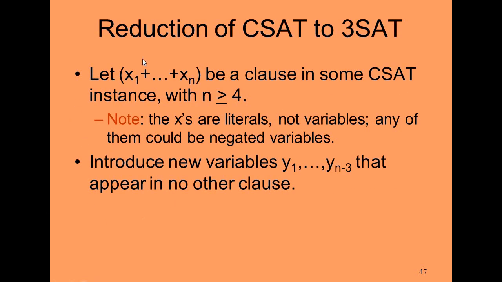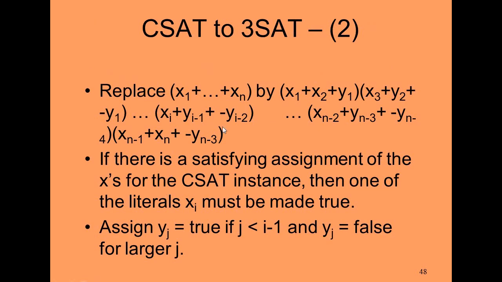So to reduce CNF-SAT to 3-SAT, we consider a clause x1 to xn in some CNF-SAT instance with n greater than or equal to 4. The x's are literals, not variables, so any of them may be negated variables. So introduce new variables y1 to yn minus 3 that appear in no other clause. The placement of these new variables will be like this for a given expression.